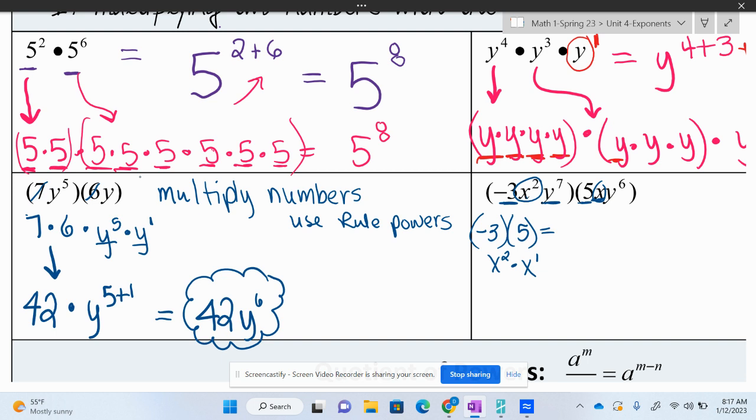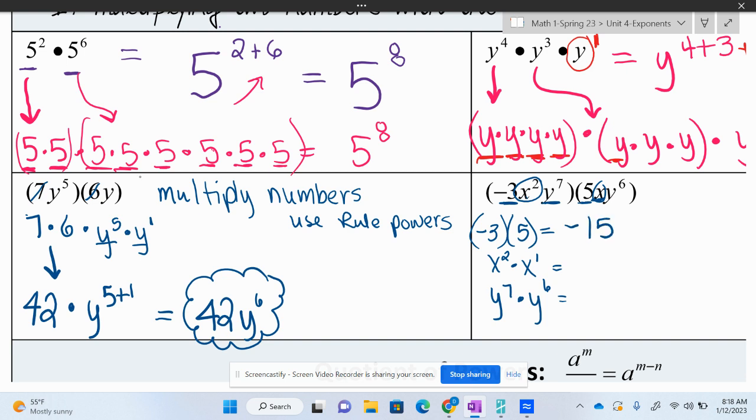And then I have also y to the seventh times y to the sixth. I'm just breaking each one of these up. I'm grouping them by their terms. I'm putting the numbers together, and then I'm putting the like variables together so you can see what's happening. And then we're going to just kind of smash it all together at the end, right? Because it's a multiplication problem. So what is -3 times 5? It's -15. Good job, Austin.